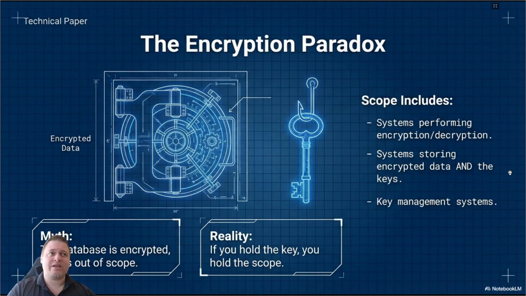So the key could be a physical key. It could be a key fob. It could be a software key. The scope includes systems performing encryption and decryption, systems storing data, encrypted data, and the keys, and the key management system. That's why the word "and" is capitalized, because if you're storing encrypted data at a location that does not hold the keys at all, has no access to them, then technically that's out of scope for PCI DSS. You don't need to worry about it.